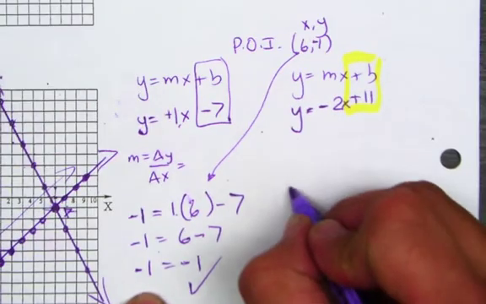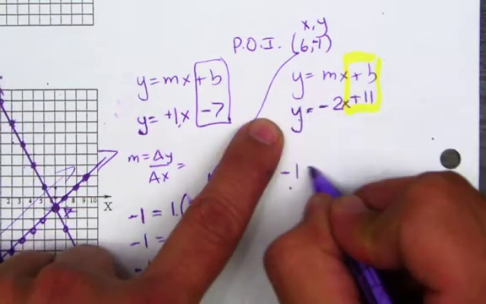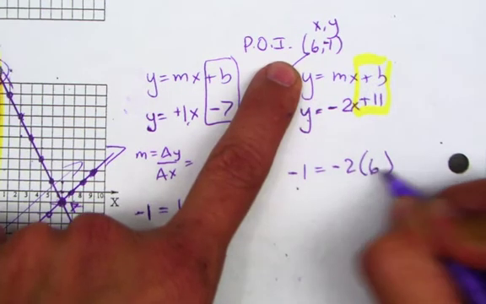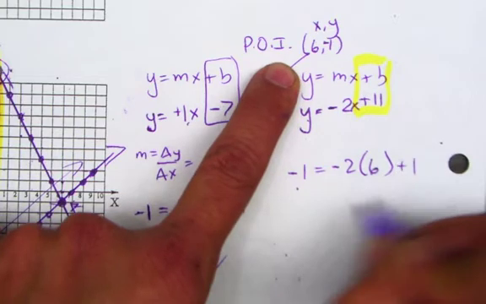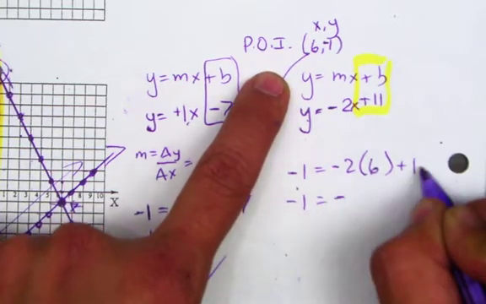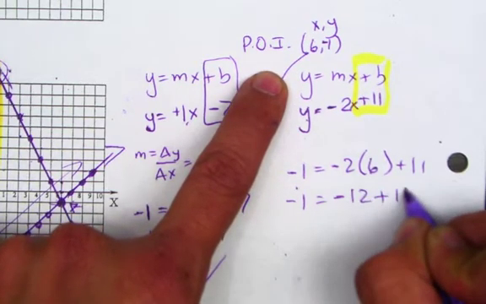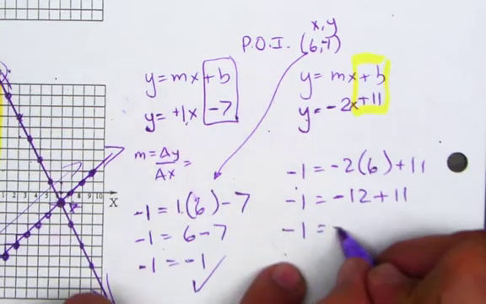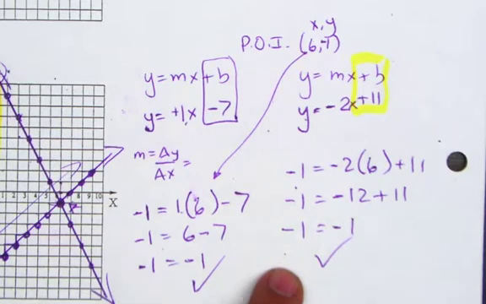The next one is y equals, what's your y? Negative 1 equals negative 2 times x. What's your x? Plus 11. Negative 1 equals negative 12 plus 11. Negative 1 equals what? Negative 1. And it balances. You see that? So it works.